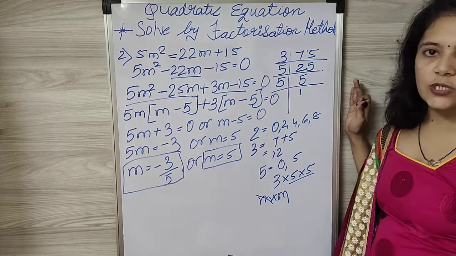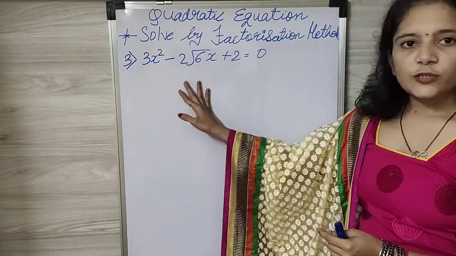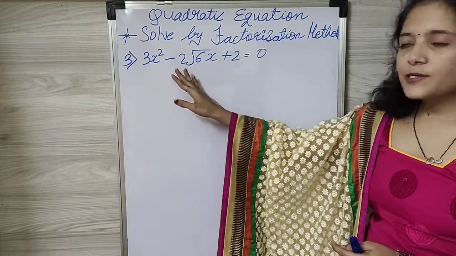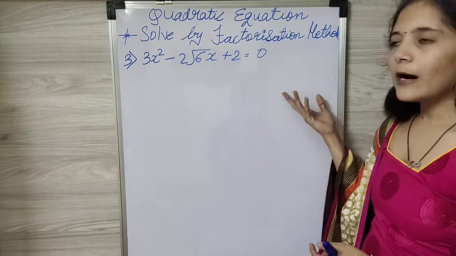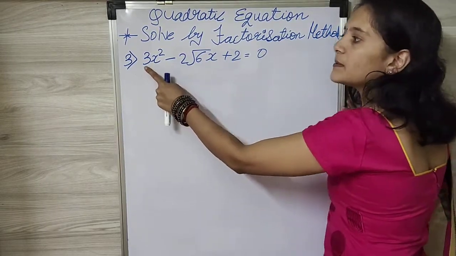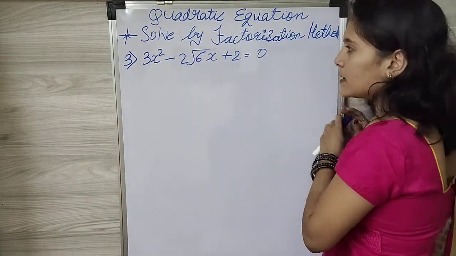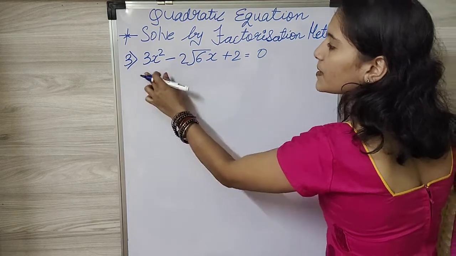Shifting to the next question. The third question is 3x square minus 2 under root 6x plus 2 is equal to 0. Again same condition, multiplying the first term and the last term, right? So 3 2s are 6.